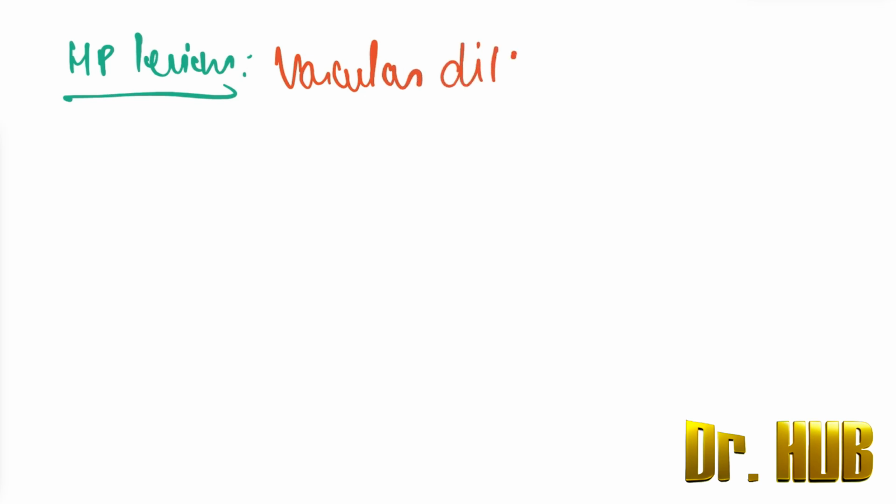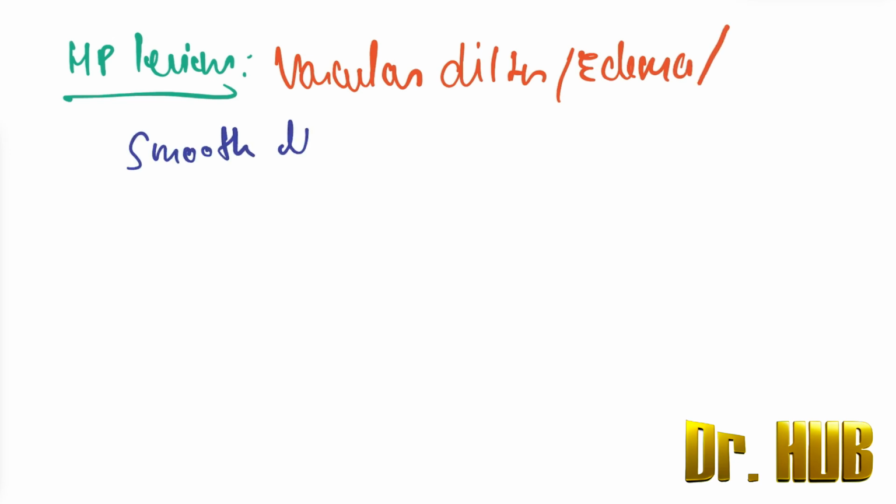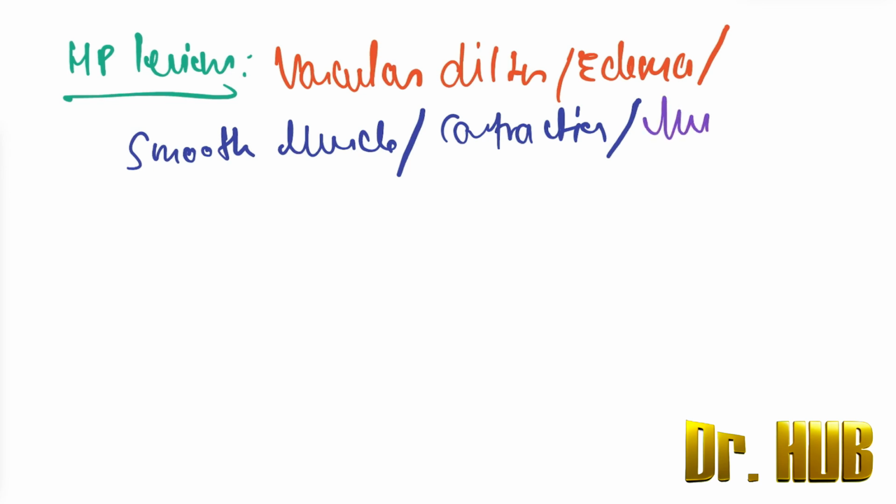Next, let's focus on the histopath lesions. In the histopathologic lesions, there is vascular dilation, then the presence of edema, then smooth muscle contraction. There is also mucus production, as well as tissue injury and inflammation.